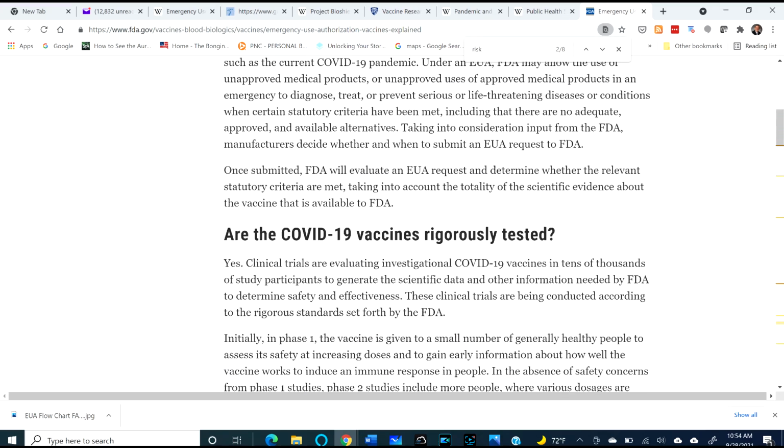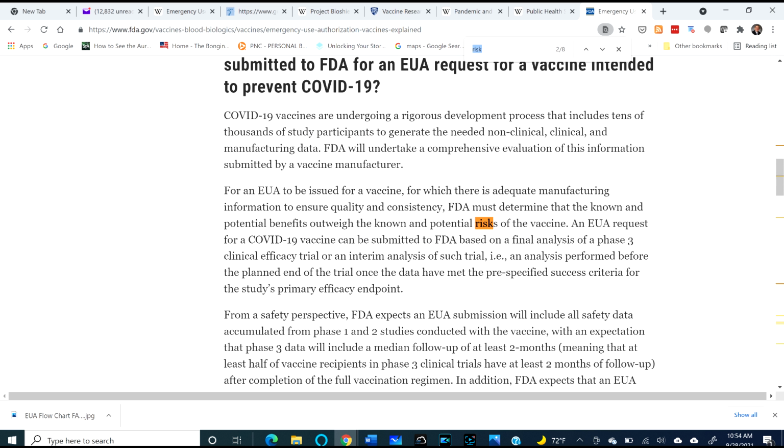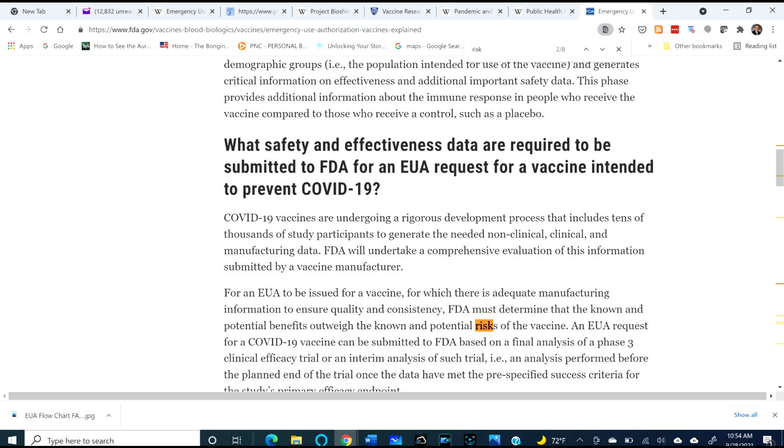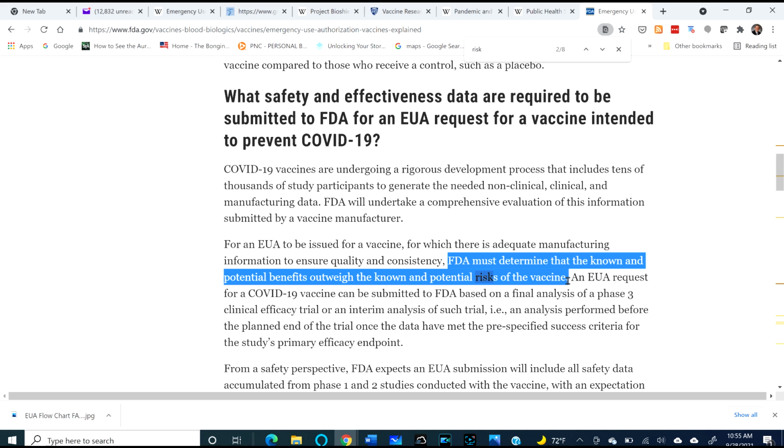Let's go to the FDA's own website. You can find a page that is emergency use authorizations for vaccines explained. Do a word find on the word risk. Drop down to the second one. What safety and effectiveness data are required to be submitted for an EUA request? First, there has to be adequate manufacturing to ensure quality and consistency, so they want to see the manufacturing plan. But look at this. FDA must determine that the known and potential benefits outweigh the known and potential risks of the vaccine. The level of benefit is directly proportional to the seriousness of the virus.